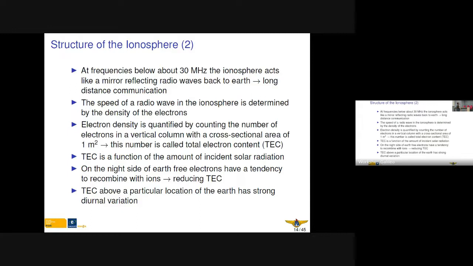TEC above a particular location of the Earth also has a strong diurnal variation. So during the day it varies, and it also varies over the seasons, over the year. This also depends on how the Earth is relatively located, the attitude of the Earth to the sun, and so on.